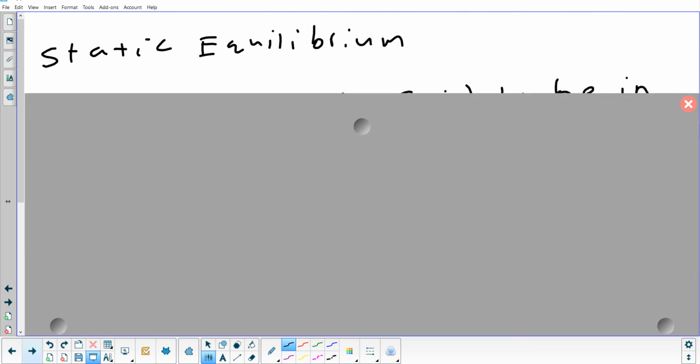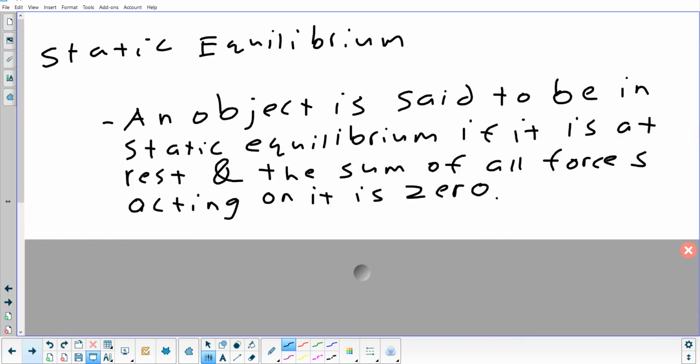Okay, so the last one: static equilibrium. Well, you look at that word, let's look at the second word. What is equilibrium? Balanced. Everything is balanced. Equilibrium essentially means that the object is not moving. If it's falling, that's not equilibrium. If it's just resting somewhere, like something on a desk, it's balanced.